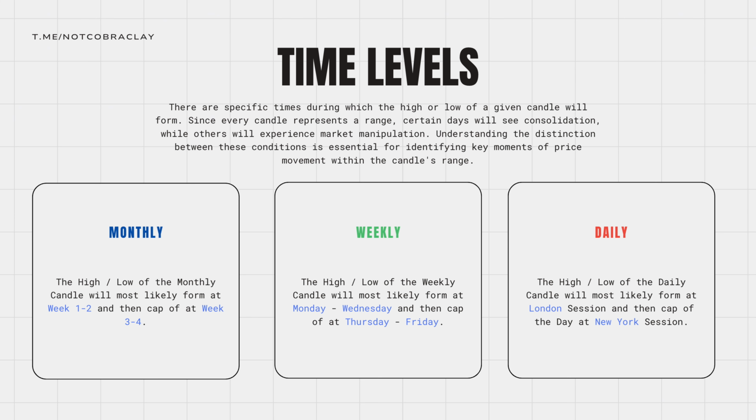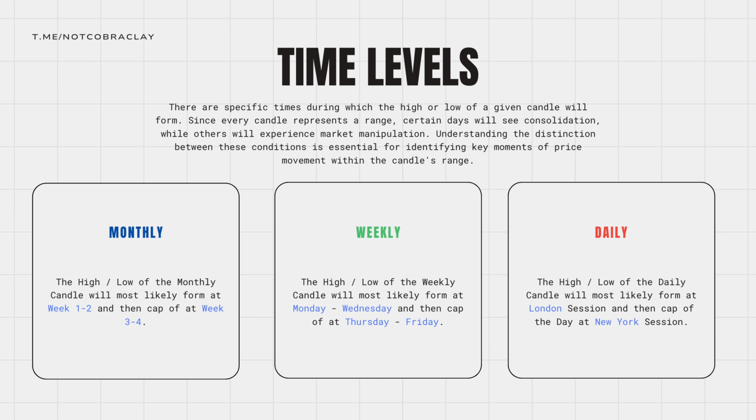Certain days will see consolidation, while others will experience market manipulation or expansions. Understanding the distinction between these conditions is essential for identifying key moments of price movements within a specific candle. So for monthly levels, or the monthly candle, the high or the low of the monthly candle, and every candle is a range which can be broken down.